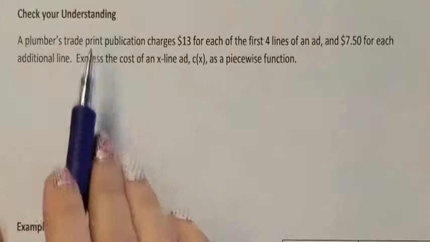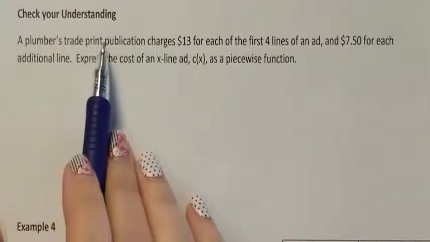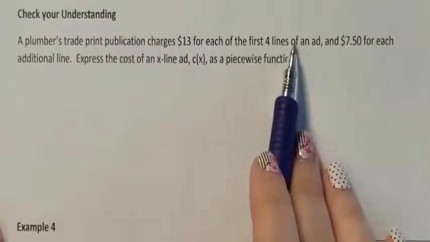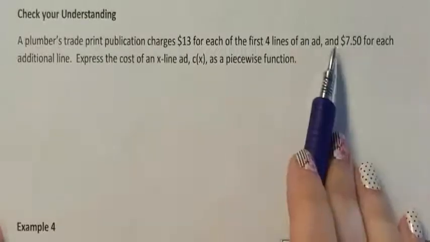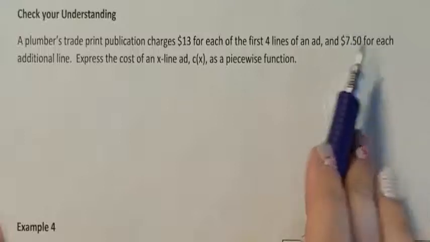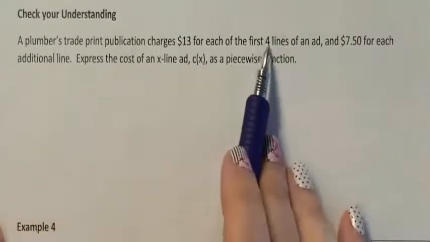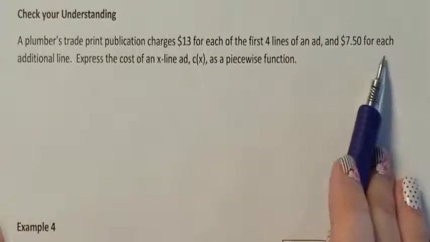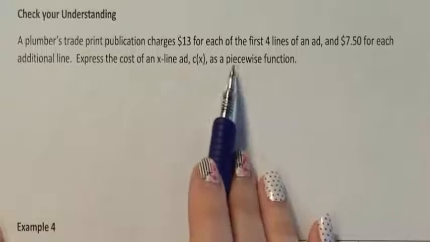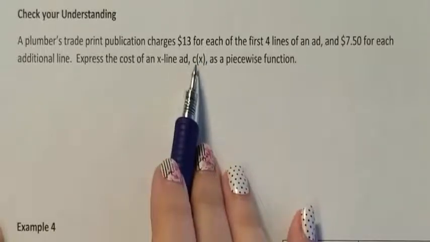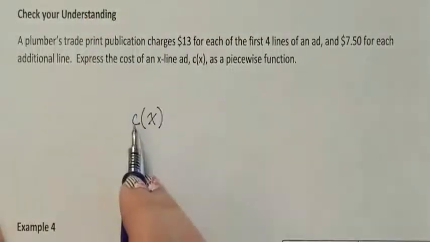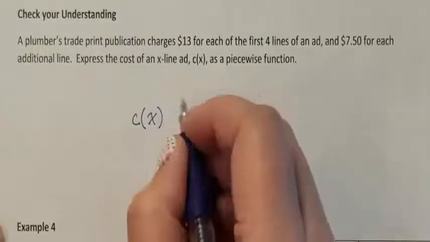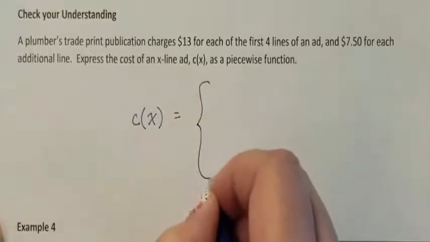So let's check your understanding. A plumber's trade print publication charges $13 for each of the first 4 lines of an ad. Then they will charge $7.50 for each additional line. So the first 4 lines is a flat rate. Every line after the 4th gets an additional charge. It wants us to write a piecewise function using C of X, just like the one above it. So the C means cost. So the cost of an X line ad is going to be a piecewise function.